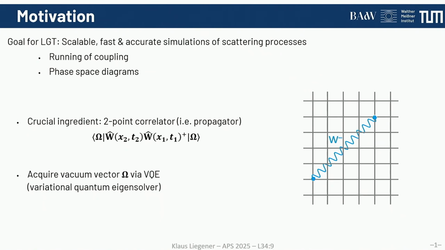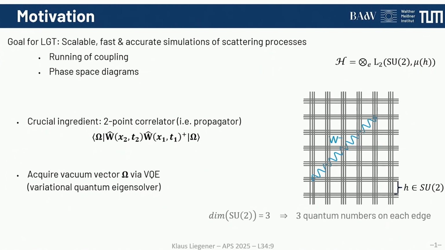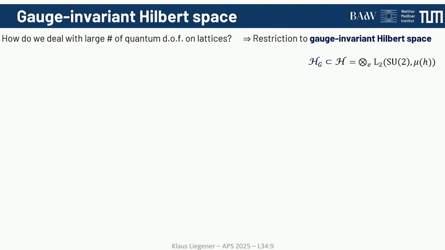That means, of course, we have to look at the Hamiltonian and the kinematical Hilbert space. This is the wave function of SU2. So on every spatial link lives a group element. And with SU2 being three-dimensional, for example, you imagine three quantum numbers on every edge. And with the number of links growing polynomially with the lattice, we are quickly faced with the question, how do we deal with and simulate this large number of quantum degrees of freedom? And the proposal in this talk today is that we restrict our attention to the gauge-invariant part of the Hilbert space. Recalling, this is the part of the Hilbert space in which the Gauss constraint is implemented.